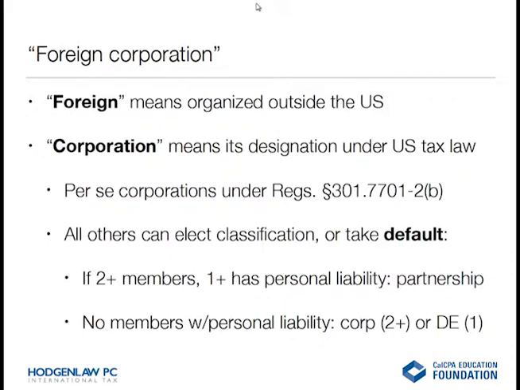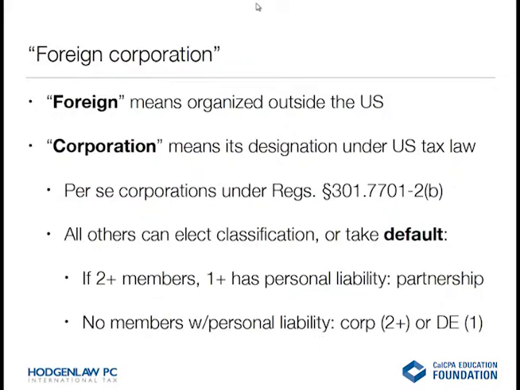And a foreign corporation would be organized outside the U.S., and then corporation means this special designation under U.S. tax law. This includes all the entities that are listed under regulation section 301.7701-2(b). All of those are considered per se corporations, and those will always be corporations under U.S. tax law. Any other entities have the option of either electing their classification, or if they don't do that, then they fall into the default rules.